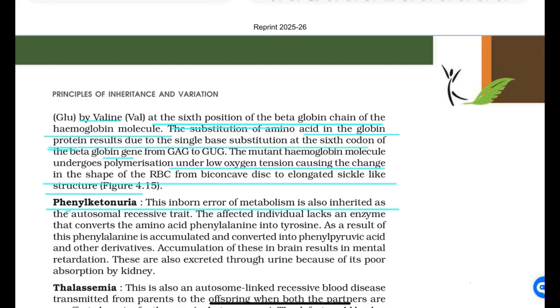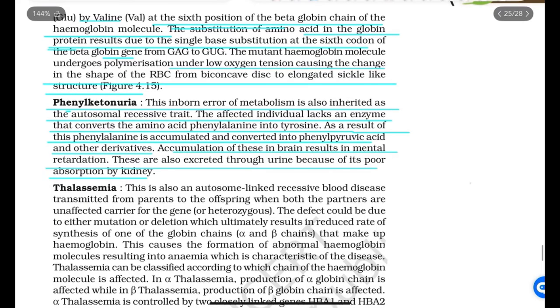Phenylketonuria. This inborn error of metabolism is also inherited as an autosomal recessive trait. The affected individual lacks an enzyme that converts the amino acid phenylalanine to tyrosine. As a result, phenylalanine is accumulated and converted into phenylpyruvic acid and other derivatives. Accumulation of these in the brain results in mental retardation. This is also excreted through urine because of its poor absorption by the kidney.